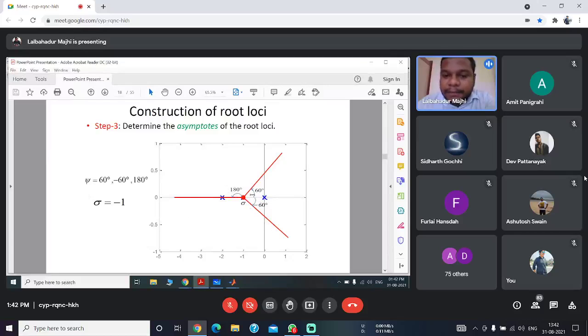If you want to draw the minus 180 degree, you can draw it, it will be no problem. You can draw another asymptote at this minus 180 degree. But to avoid confusion, you should just plot for the positive angles, because 60, 180 and 300, to avoid the confusion. So what is the use of these asymptotes? The root locus will follow these asymptotes.